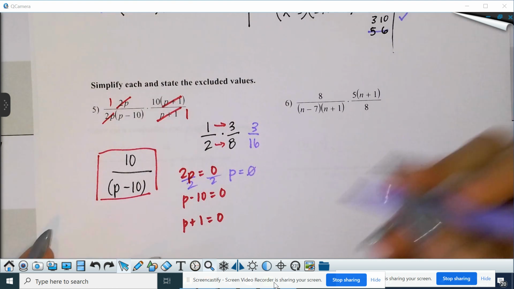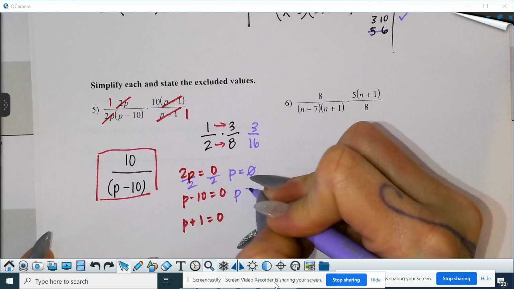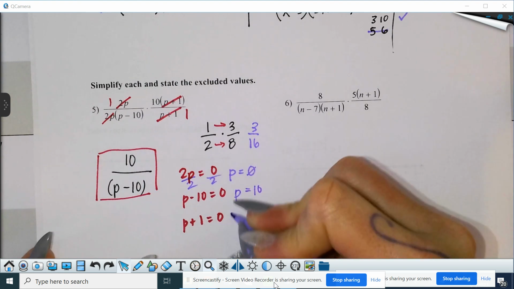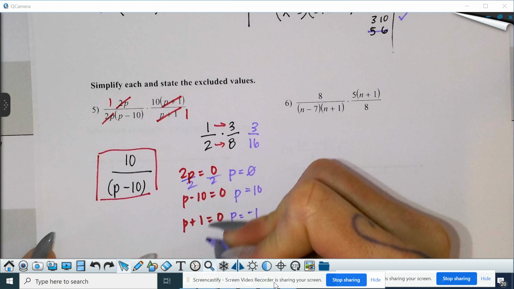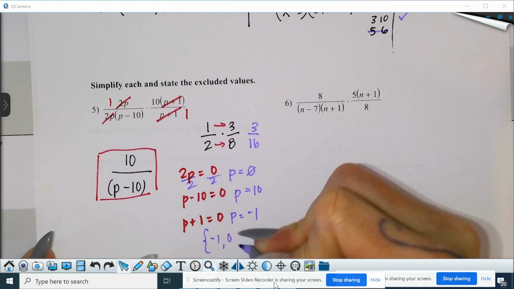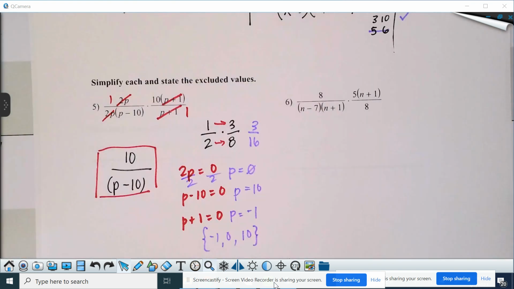So add 10, so P cannot equal 10, and subtract 1, so P cannot equal a negative 1. You will see it written as a list as well of excluded values, so that negative 1, 0, and positive 10. In a graph, you will see those as holes because those x values do not match this function, are not usable in this function.